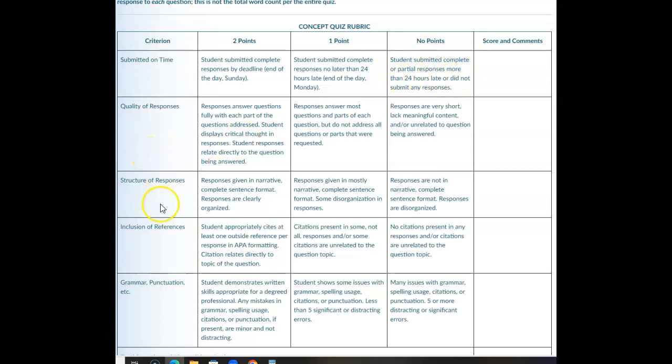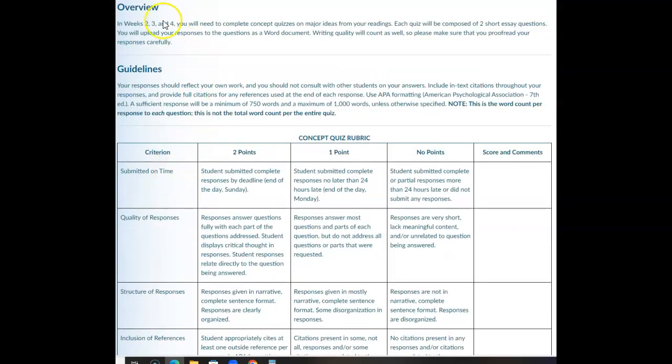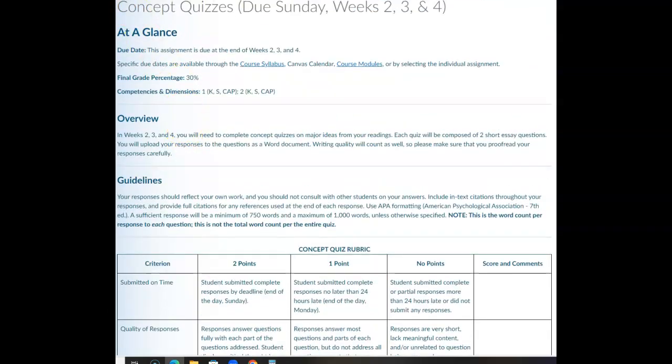Quality of responses, the structure of the responses, inclusion of references, and particularly the resources, the videos, the readings that are part of that week's learning resources must be included in your concept quizzes. And then grammar, punctuation, as I said. That is writing quality. So this is the rubric, okay, for the concept quizzes.